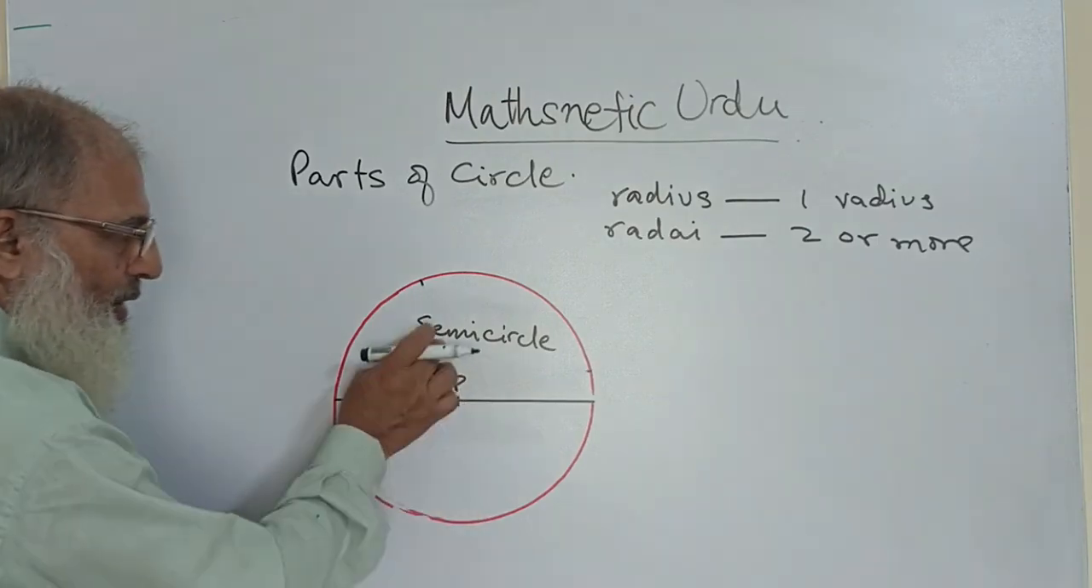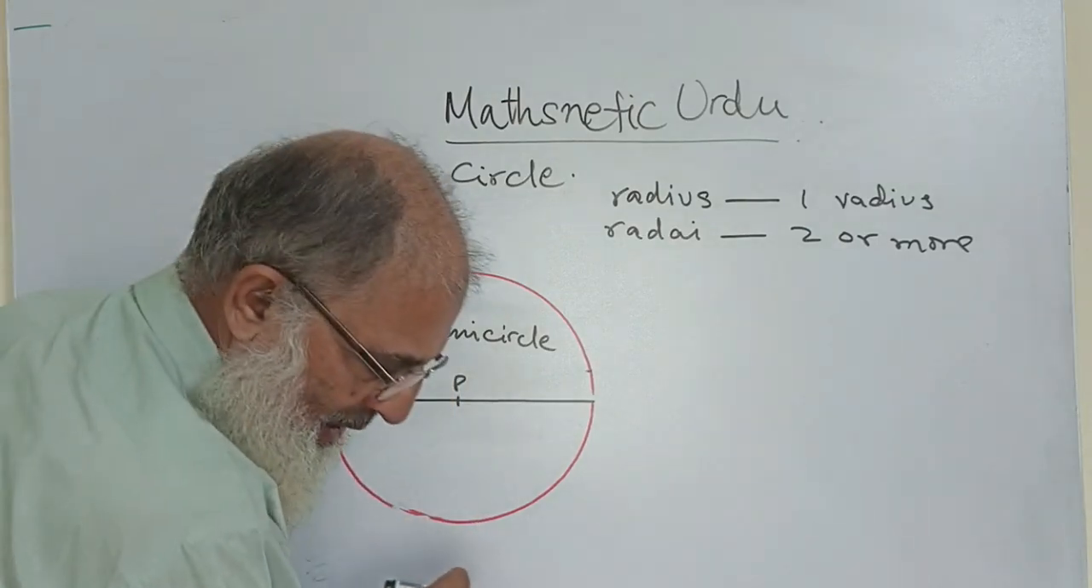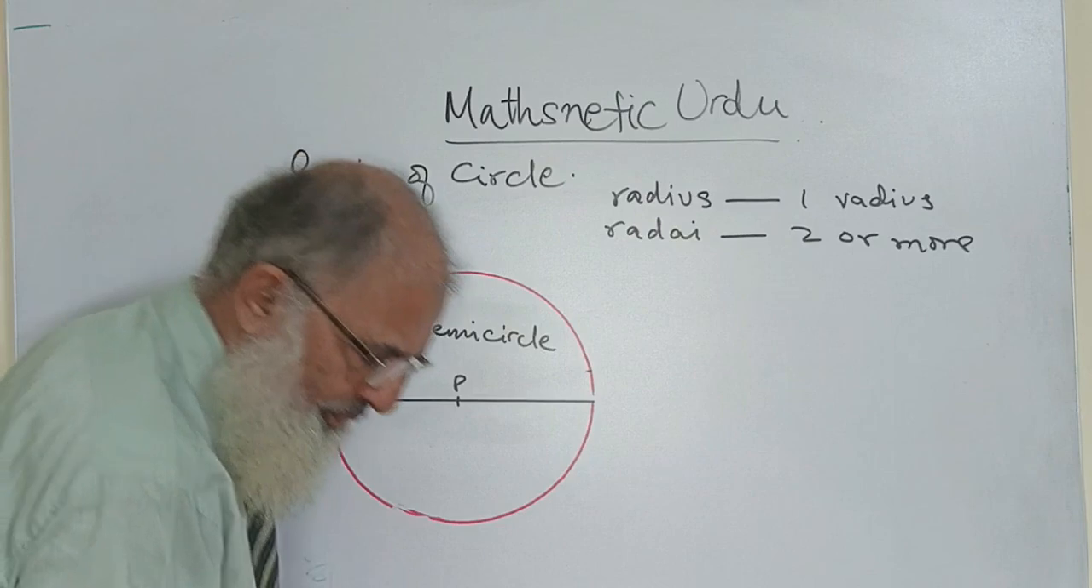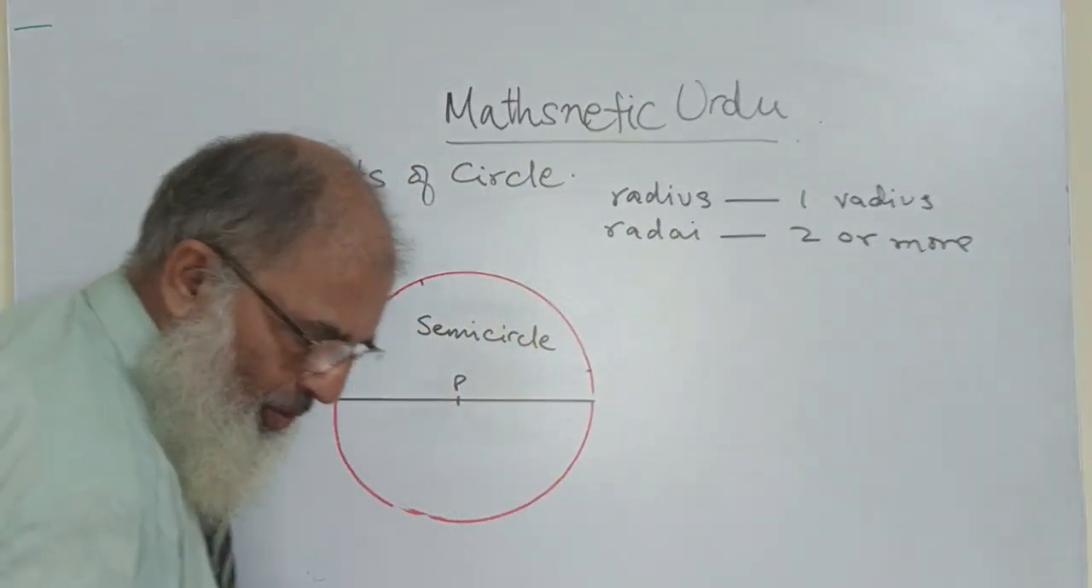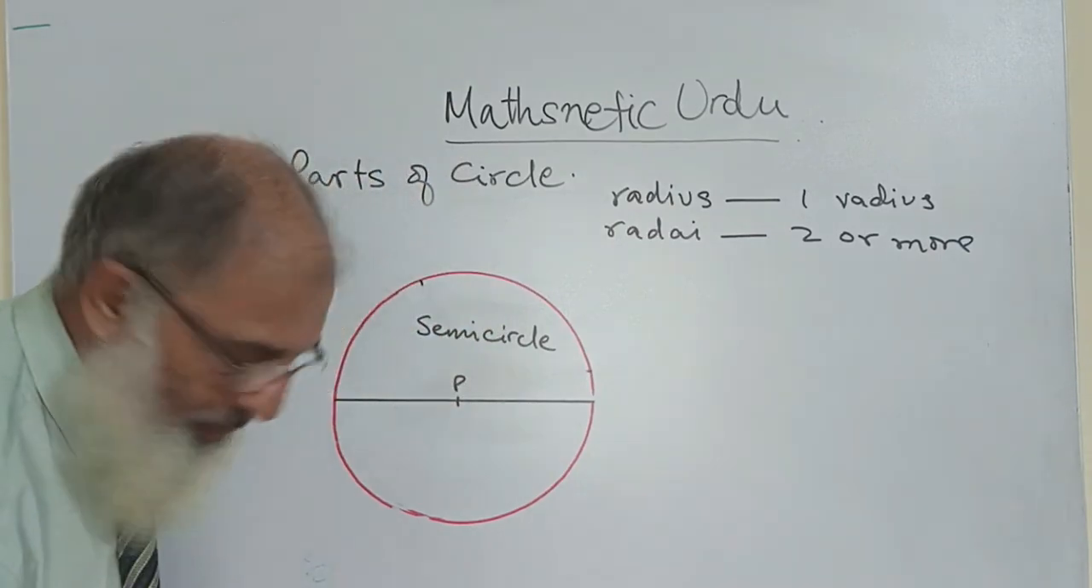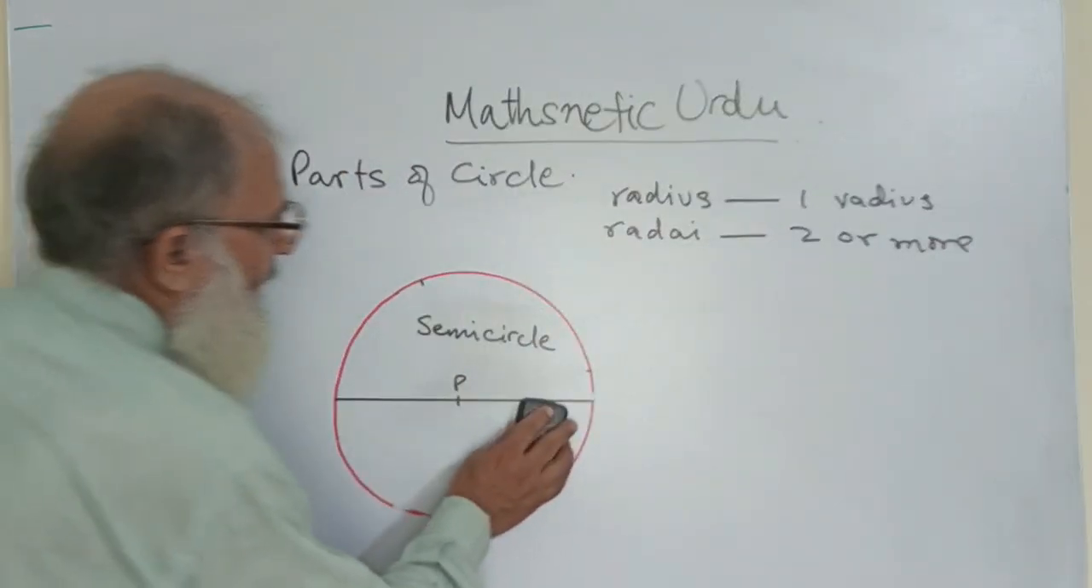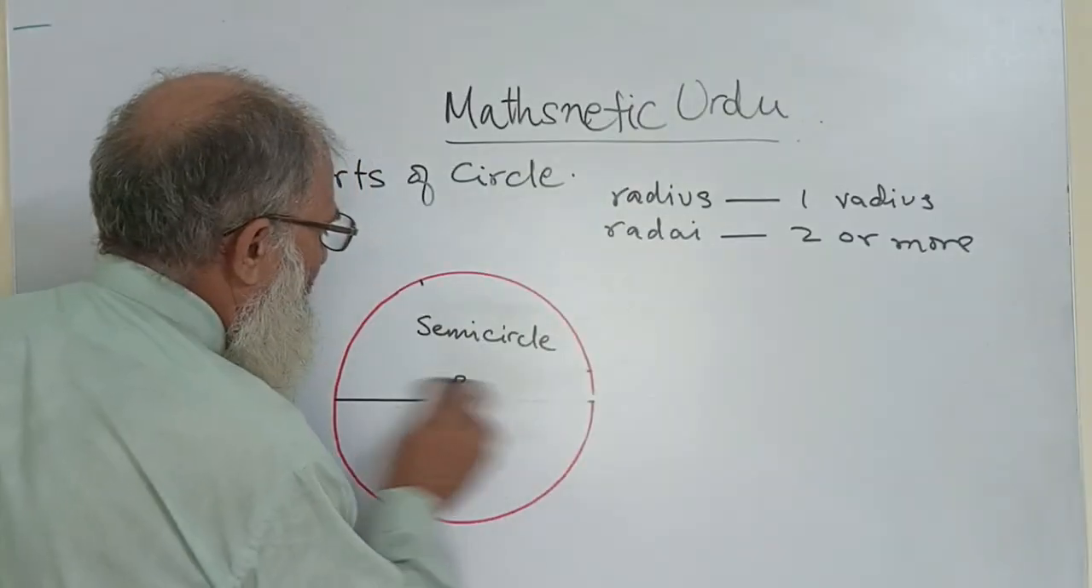So a diameter cuts the circle into two semicircles, number 1 and number 2. These are called semicircles. And the last is the angle at the circumference. Now the last part of the circle is the angle at the circumference.